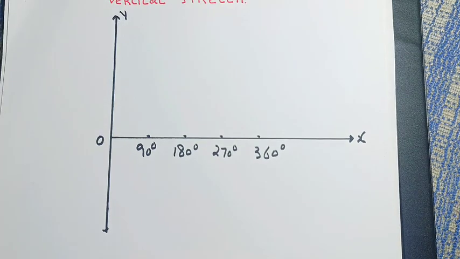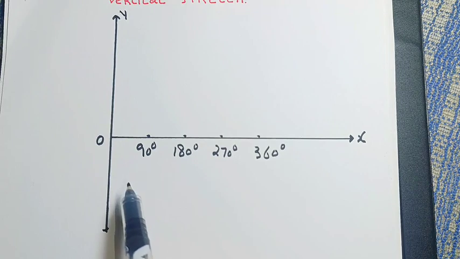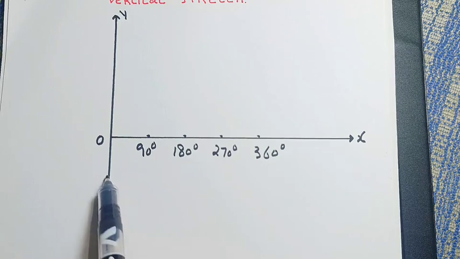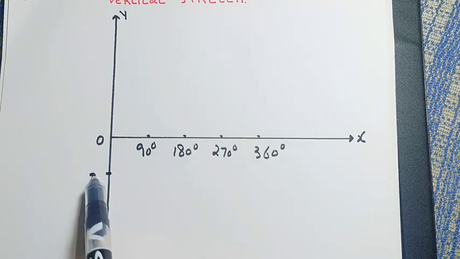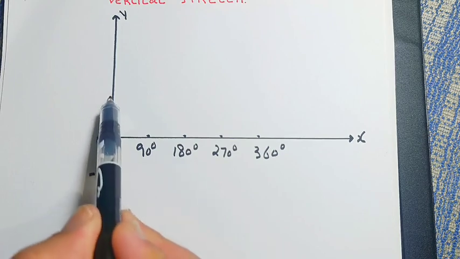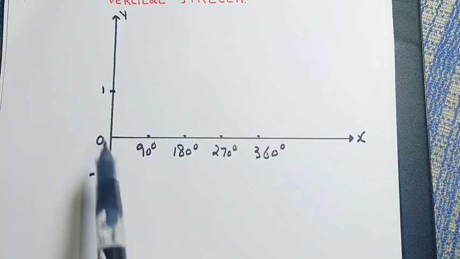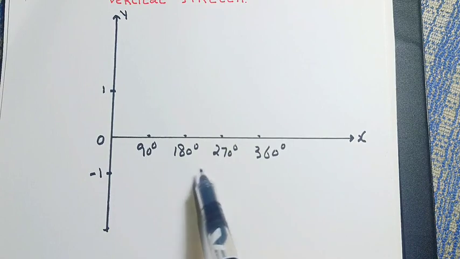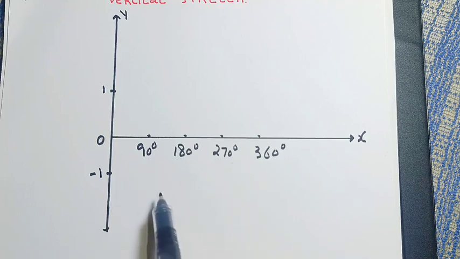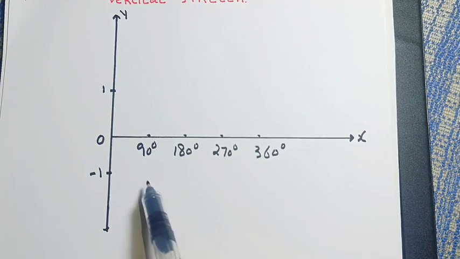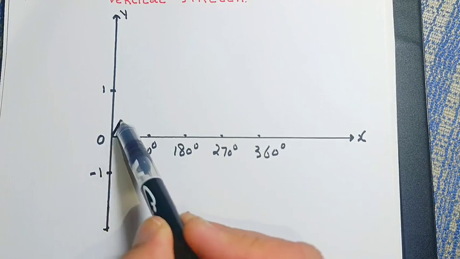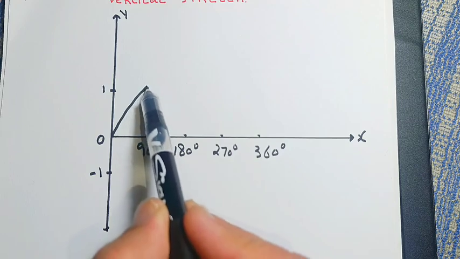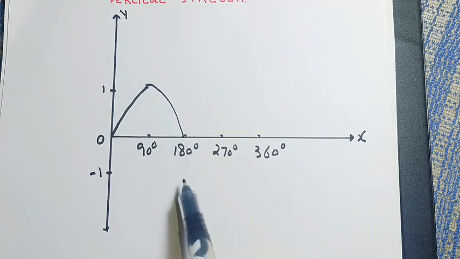Now I can say my sine theta is a basic graph. The basic graph's minimum value is -1. I decide my -1 is here, and the maximum is +1. I decide my +1 is here. So which means at 90 degrees it must touch +1, and at 270 degrees it must touch -1, and all others are x-intercepts. So we start from 0, peak at the maximum, and then we come down by 180 degrees.